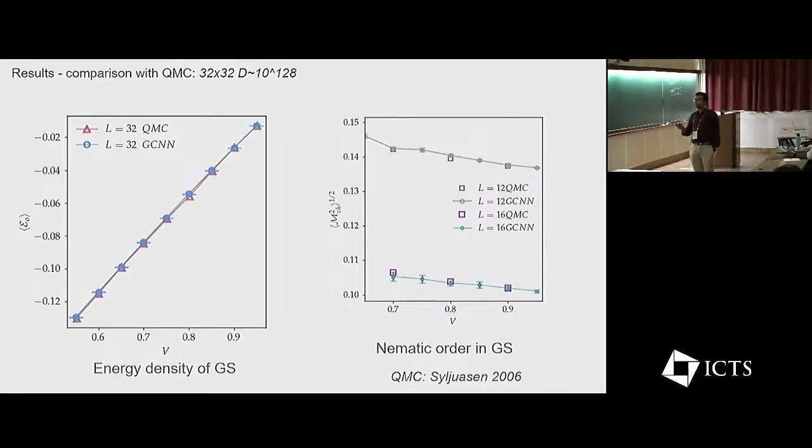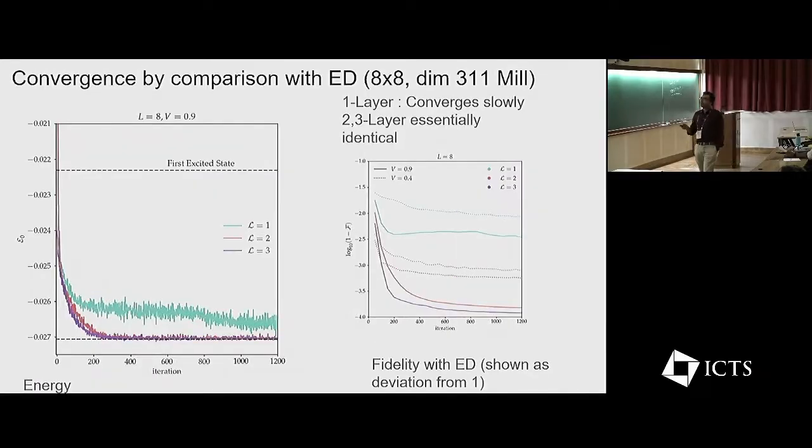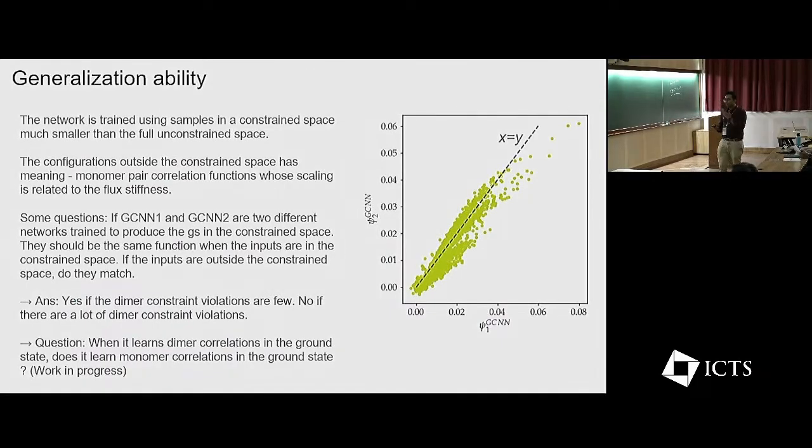This is the comparison of energy expectation value. This is the comparison of some order parameters. This shows the convergence of the ground state energy. The first excited state energy is here. This is the convergence with iterations of the optimization, and it shows that the ground state is reliably obtained. This is 1 minus fidelity shown in log scale. So the fidelity is 1 minus 10 to the power minus 3, a good approximation.